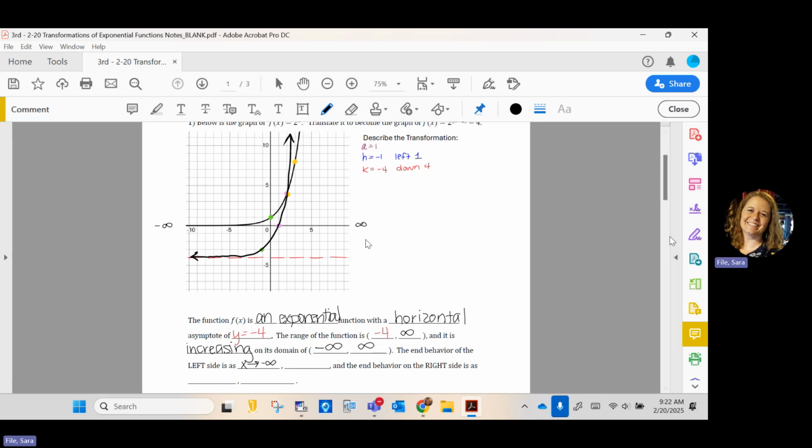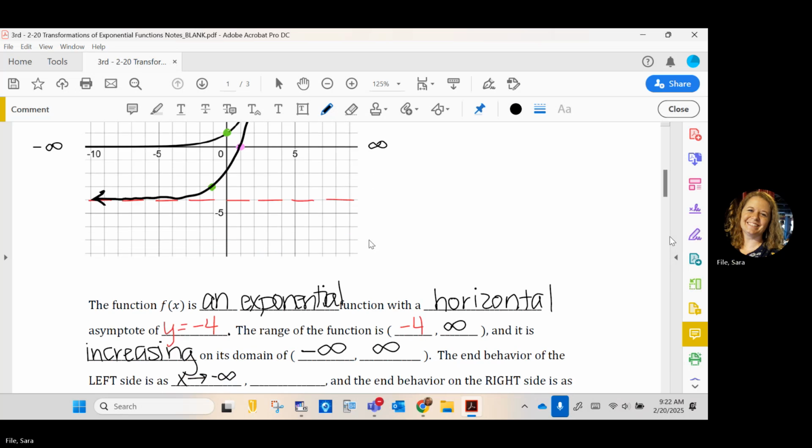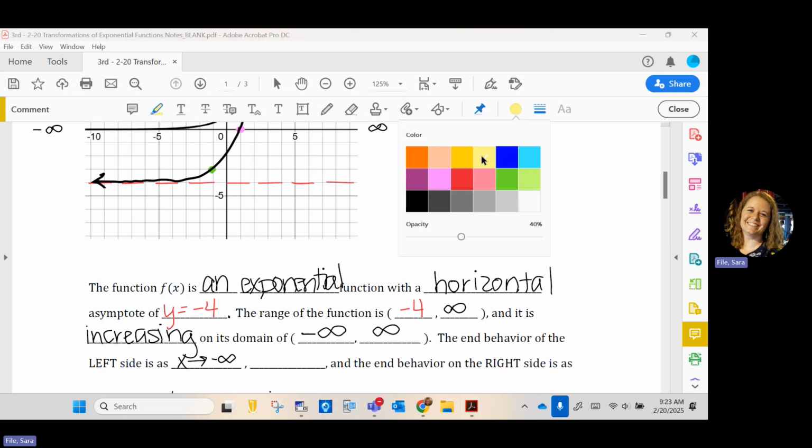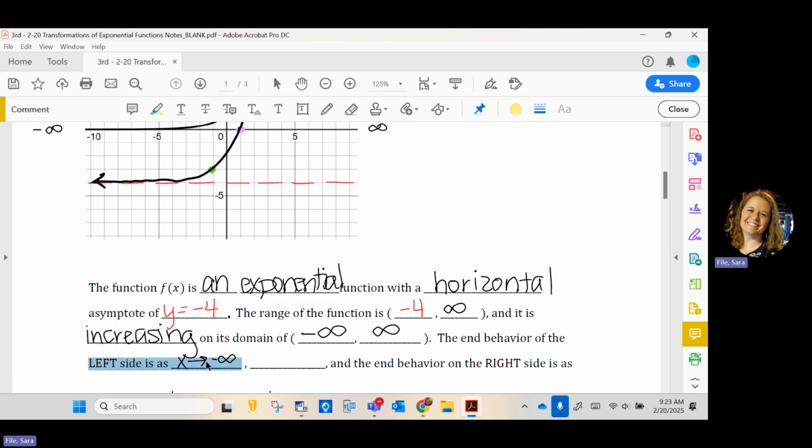Zoom in on this. Make this a little bit bigger. Okay, so x is approaching negative infinity. So the left side of the graph is written as that. Left means x is approaching negative infinity. And we can see it up here. The left side goes to negative infinity. It won't let me highlight that, but I wrote negative infinity up there on the x-axis on the left side.